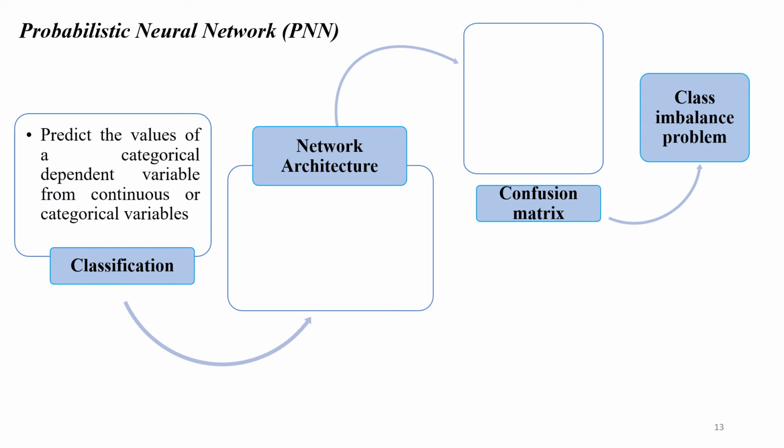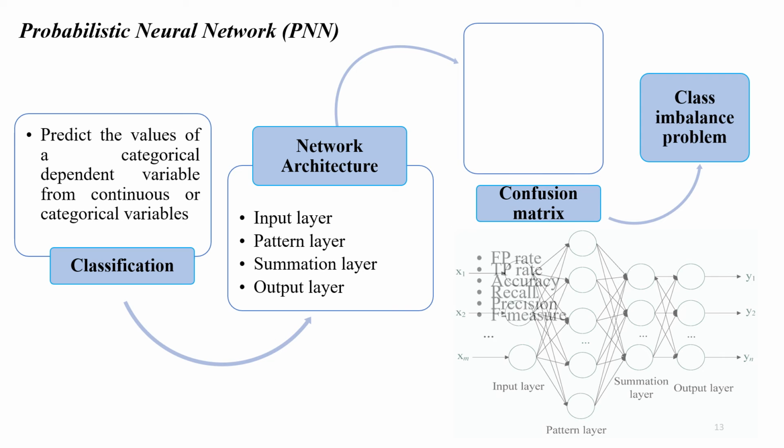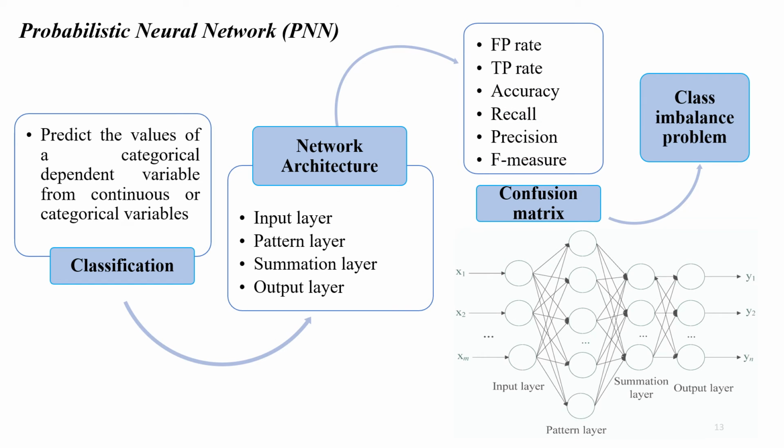Probabilistic neural network has the same idea as the classification tree. However, its network architecture is different, and it has an input layer, pattern layer, summation layer, and output layer. The confusion matrix is used to identify the performance measurements, and the class imbalance problem was addressed.